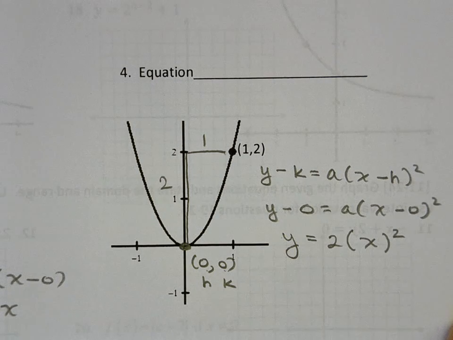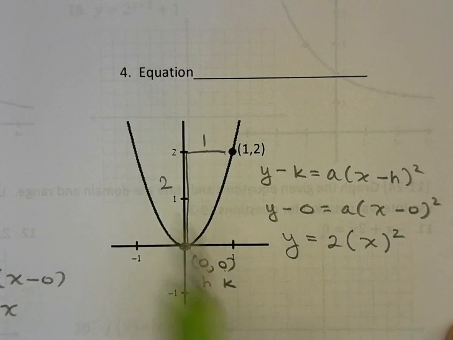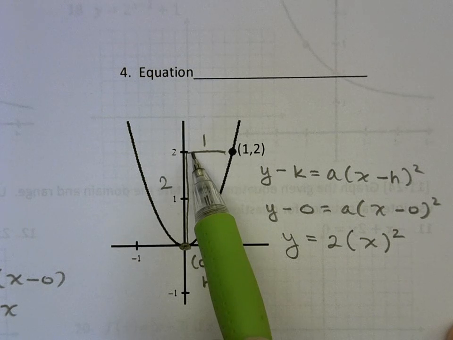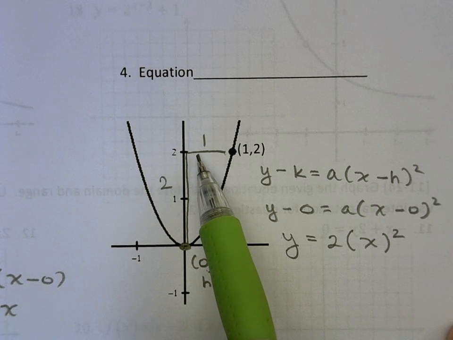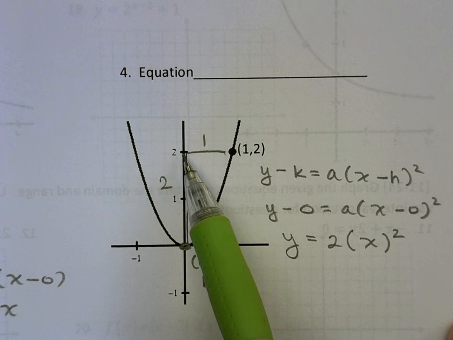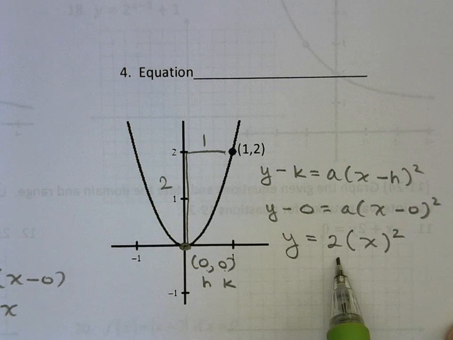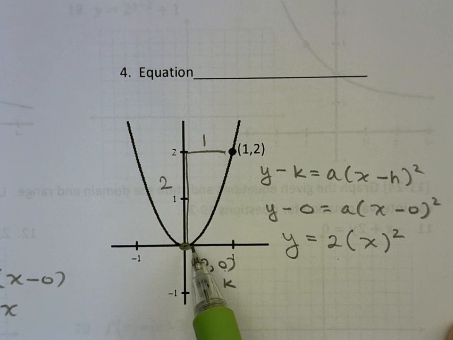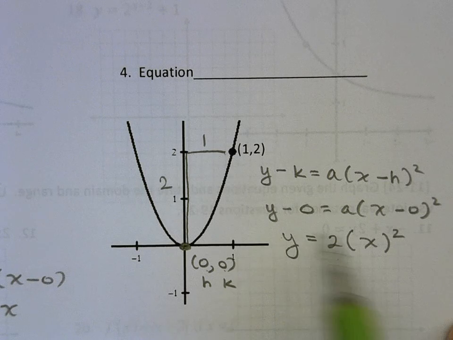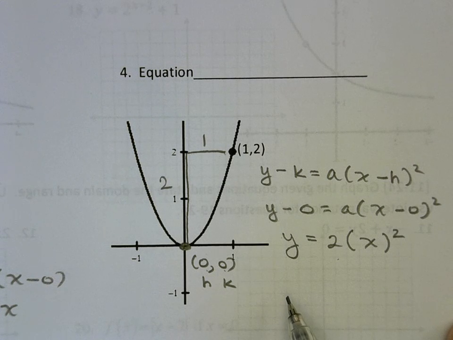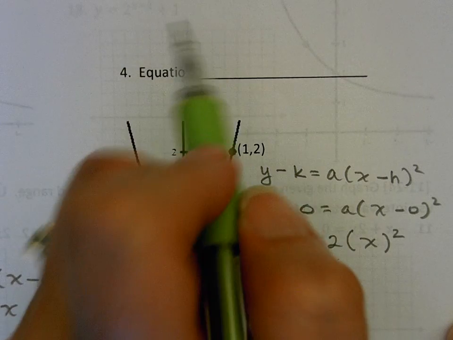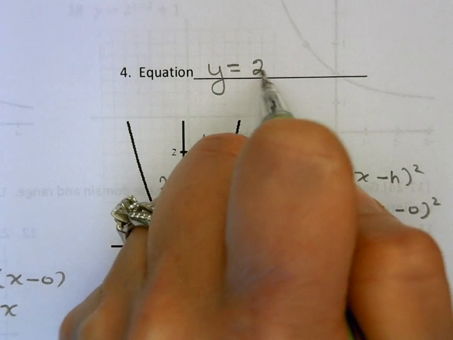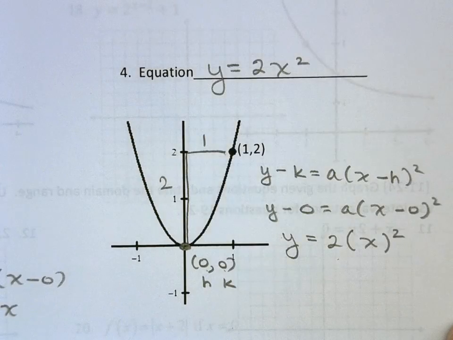Now I can only use this method to find a if I'm given a whole number. So I'm going up 2 and over 1. If I had to go over more than 1, I would actually have to solve for a. But because I'm only going up 2 and over 1, I can then say my stretch is 2. If I had to go up 2 and over 3, I would have to solve for a differently. So again, that only works for a whole number with my run equaling 1. So my equation would be y equals 2x squared.